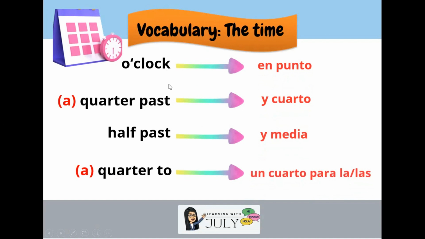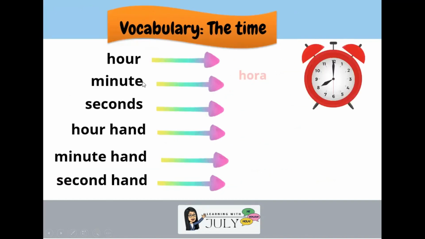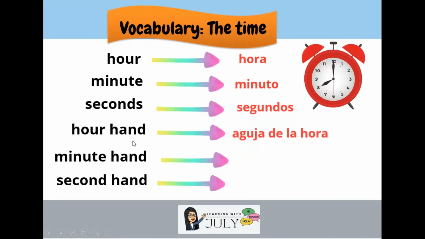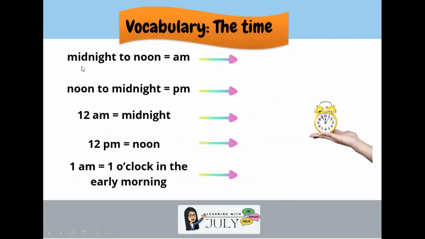We are going to practice. Repeat. O'clock, a quarter past, half past, a quarter to. Hour, hora, minute, minuto, seconds, segundos, hour hand, aguja de la hora, minute hand, minutero, second hand, segundero. Ok, vamos a practicar. Hour, minute, seconds, hour hand, minute hand, second hand.